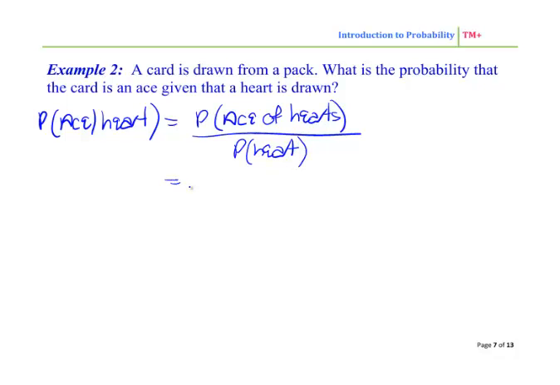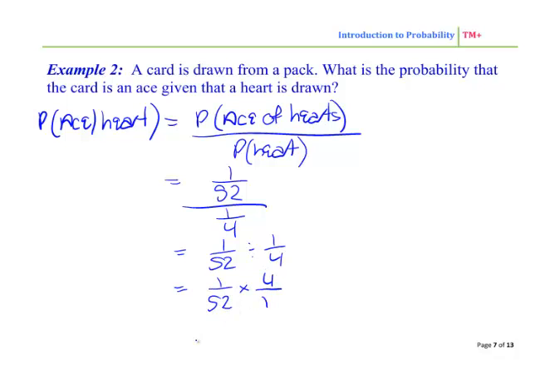Probability of ace of hearts is going to be, well, there's only 1 in a whole pack, so 1 over 52. Probability of heart, well, there's a quarter of the pack, or 13 over 52. So I have 1 over 52 divided by 1 over 4, which is 1 over 52 times 4 over 1. We can cancel on the diagonal. 4 into 4 is 1, 4 into 52 is 13. So my answer is 1 in 13.